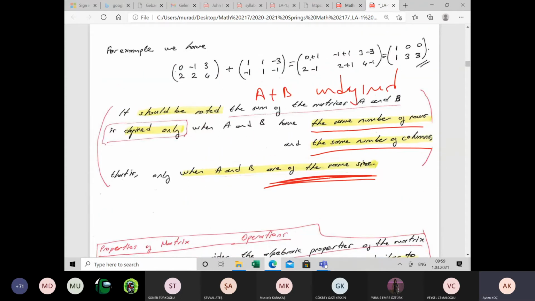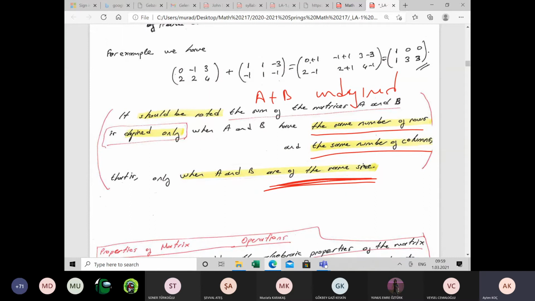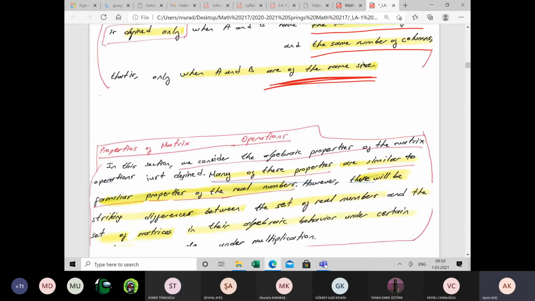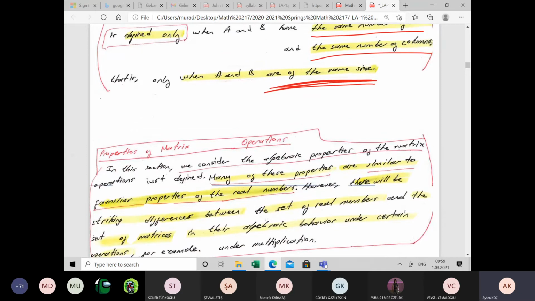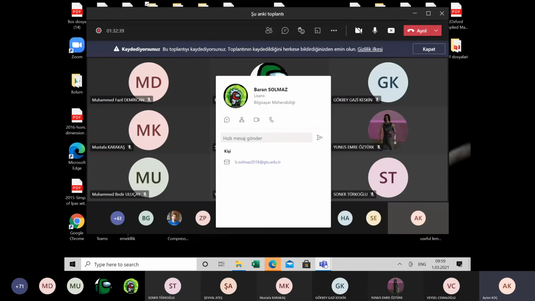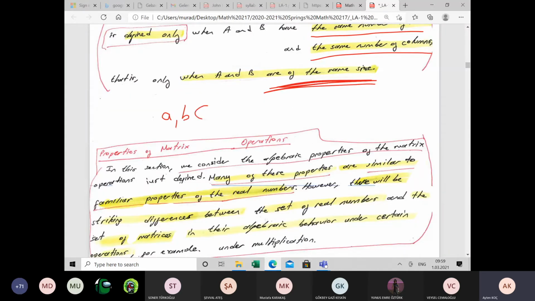So the natural question: we have one operation, addition. What can you say about the properties of matrix addition? The properties are similar to the properties of real numbers. For example, take A and B real numbers. If we obtain a new real number C, this one should be a real number.